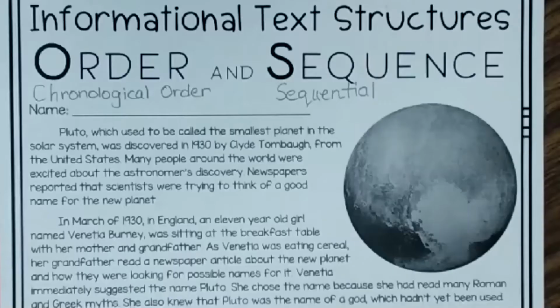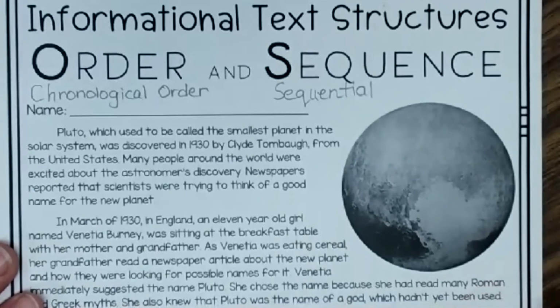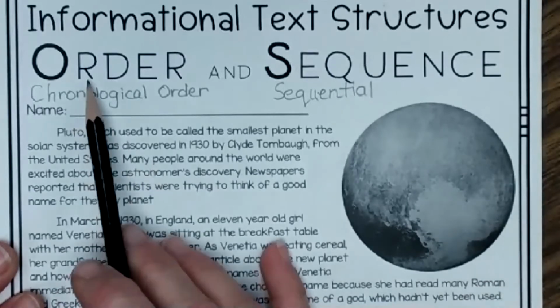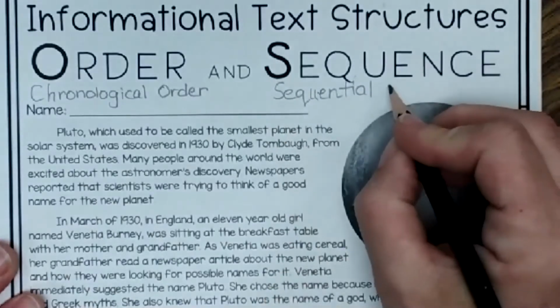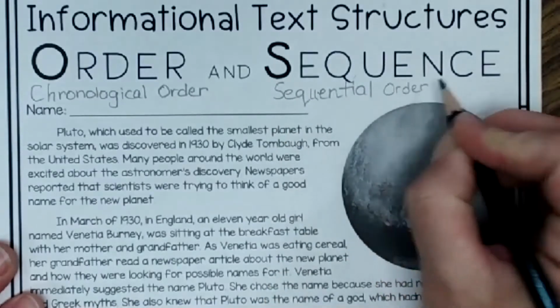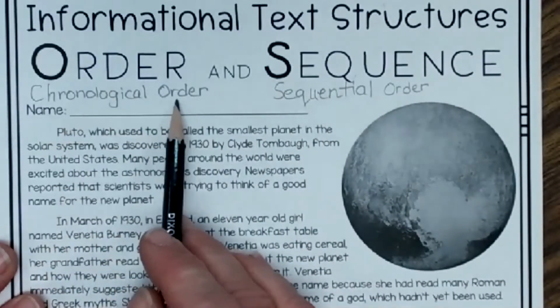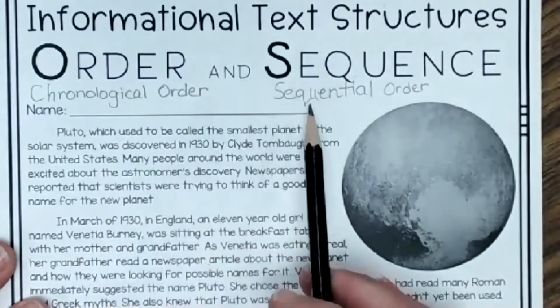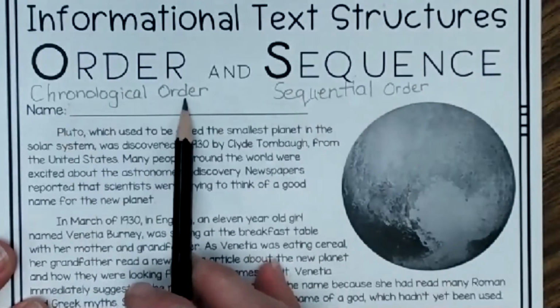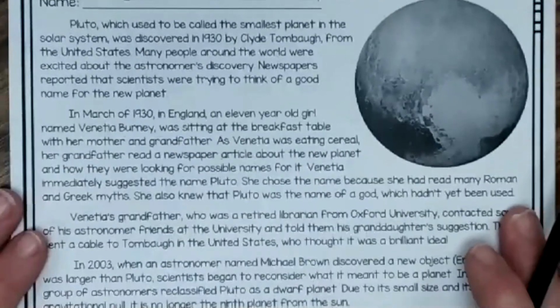And today we're going to be taking a look at a passage about the planet Pluto, which is not a planet anymore. Well, it is, but it isn't. So we're talking about order and sequence. You could say you put it in sequential order. That means the same thing as order and sequence. Or they can even call it chronological order. On those test questions, if it says order and sequence, sequential order, or chronological order, it all means the same thing.